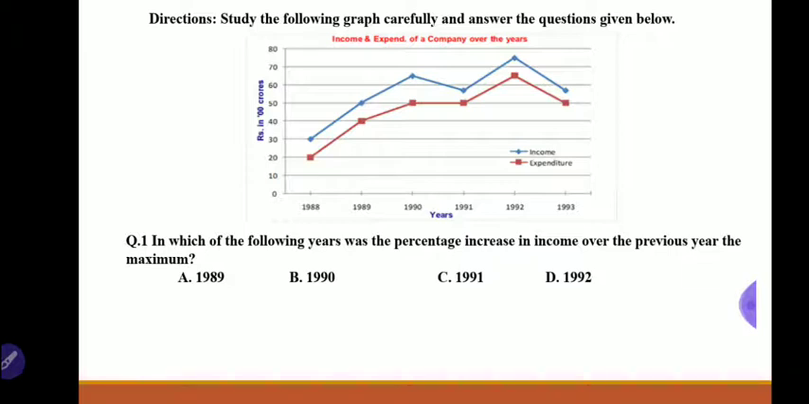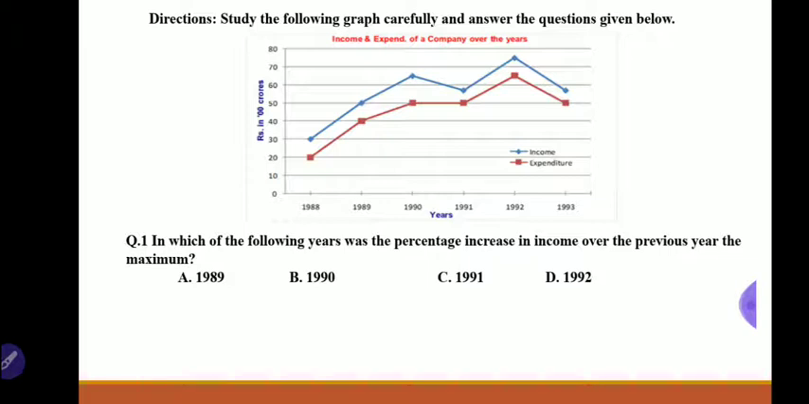We'll take the first question. In which of the following years was the percentage increase in the income over the previous year maximum? Here you have to check in which year the percentage increase in income over the previous year is maximum. It is not necessary to find the exact values; you just have to find in which year the percentage increase is maximum. You are not asked what the maximum percentage increase is, just which year it is.